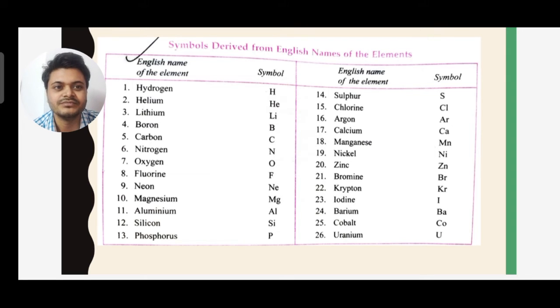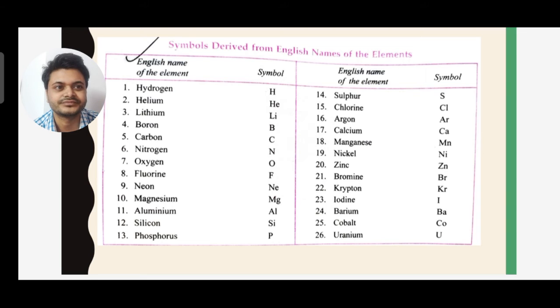We have magnesium, Mg, aluminium, Al, silicon, Si, phosphorus, P. Then we have sulfur, S, chlorine, Cl, argon, Ar, calcium, Ca, manganese, Mn, nickel, Ni, zinc, Zn, bromine, Br, krypton, Kr, iodine, I, barium, Ba, cobalt, Co, and uranium, U. So 26 symbols are given.